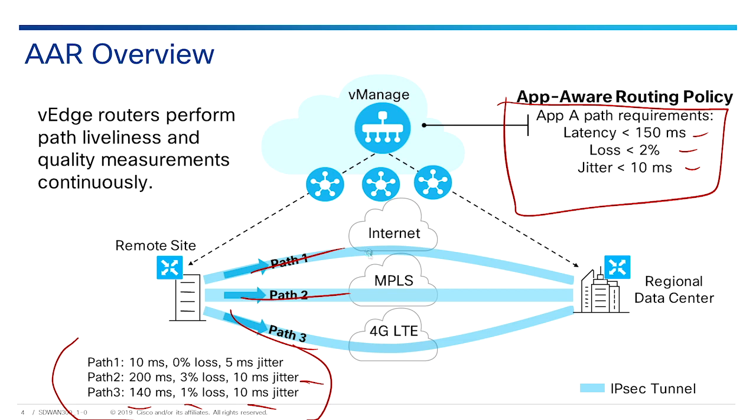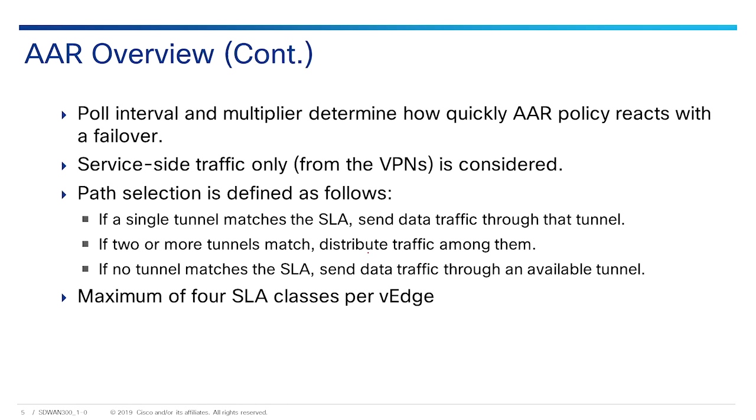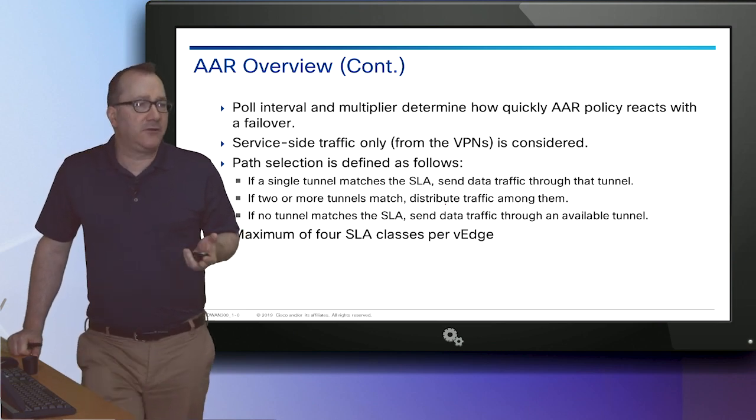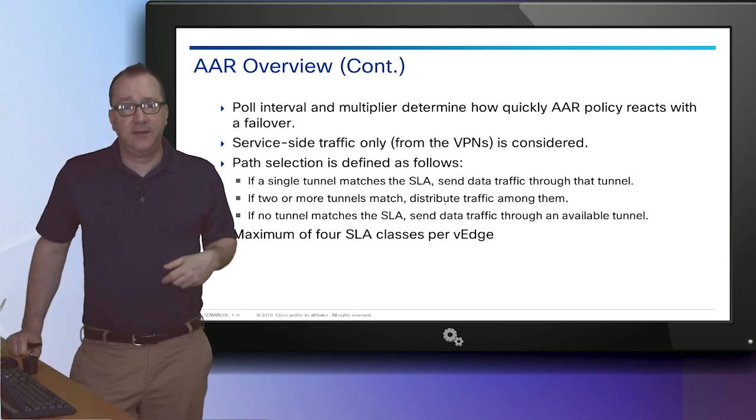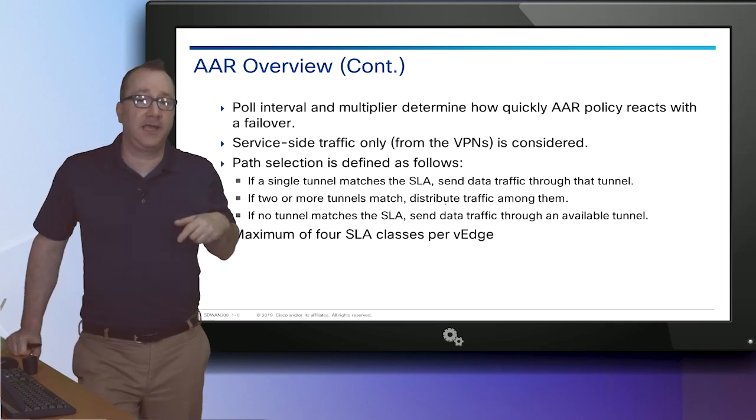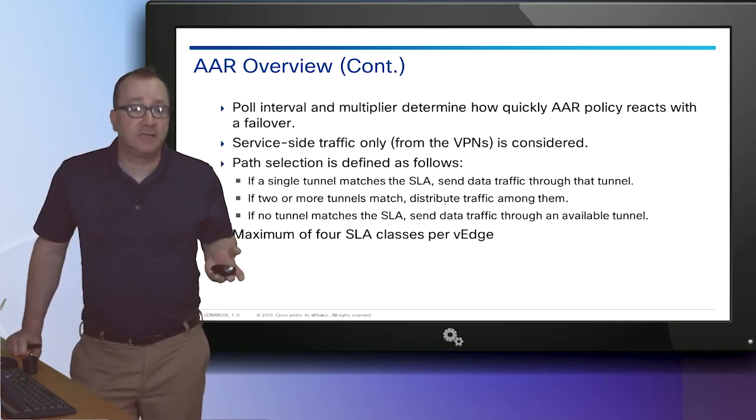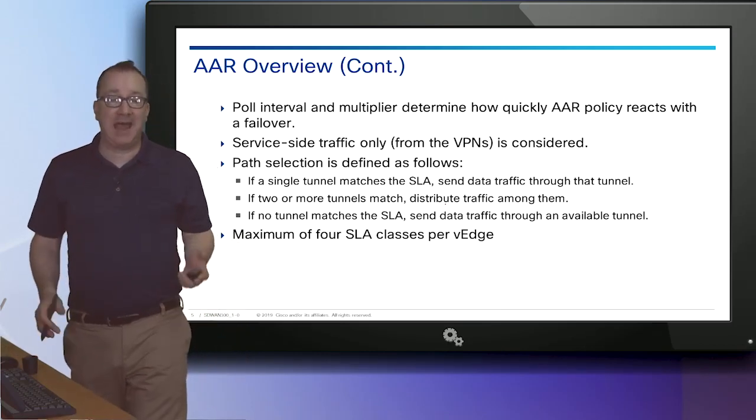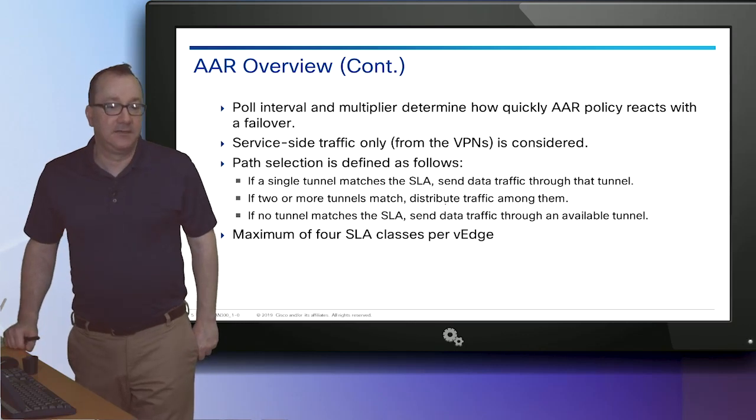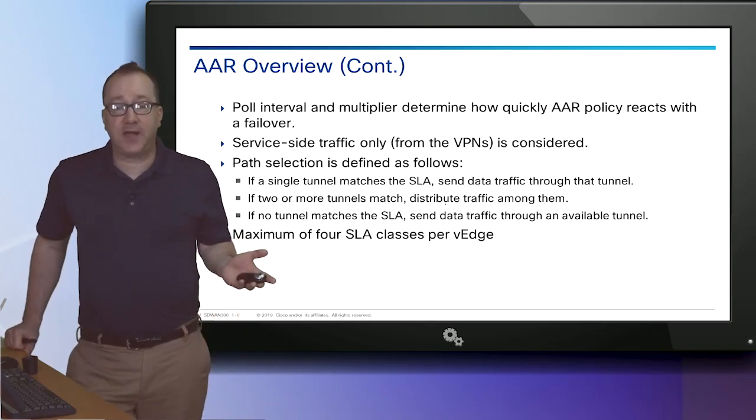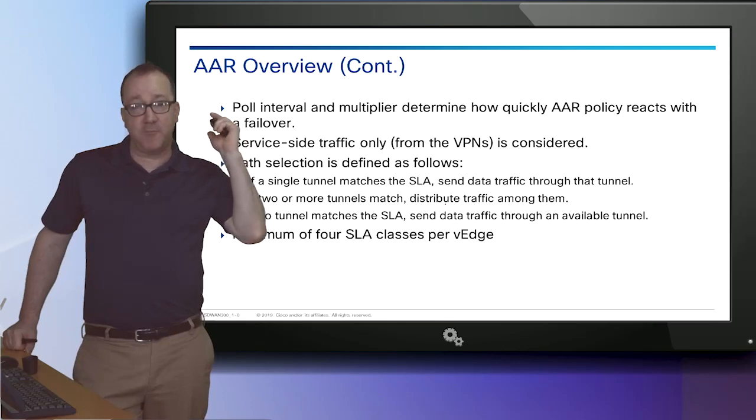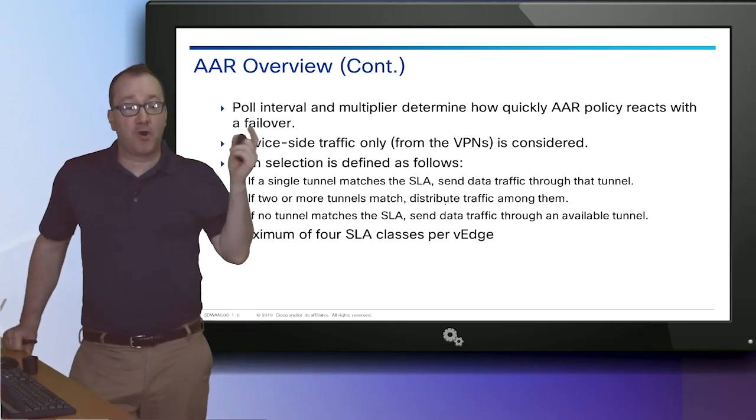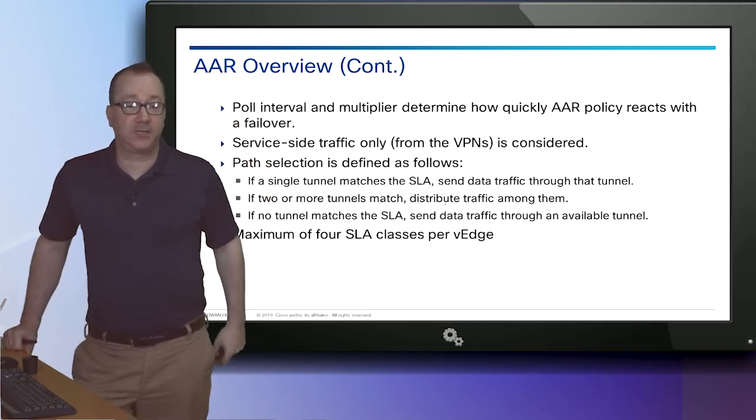All right. So, for instance, we're going to create a poll interval. We're going to basically poll the link. If you're familiar with IP SLA, which uses a probe across a link to determine its health, this is very similar. So we're going to define a poll interval and a multiplier to determine how fast a potential failover is executed. We're only looking at service-side traffic from the VPN, so we're not probing everything else. We're only probing that service-side traffic.